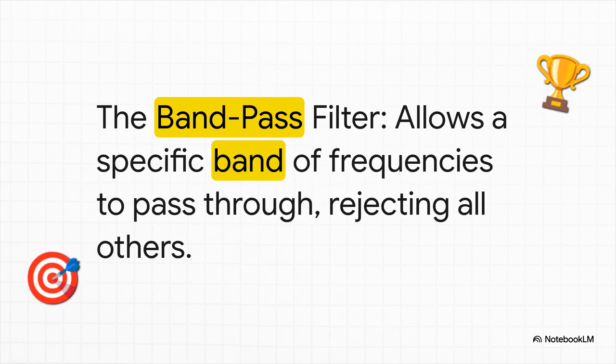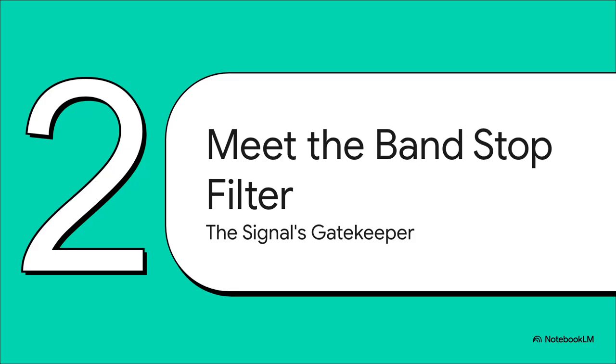And then there's the band-pass filter. This one's a bit more selective. It only allows a very specific range, or a band, of frequencies to get through. It blocks everything lower and everything higher than that specific band. Now remember this one, because it's the exact opposite of our hero today. And that brings us to the star of today's explainer, the band stop filter.